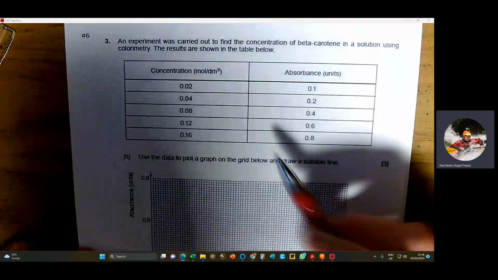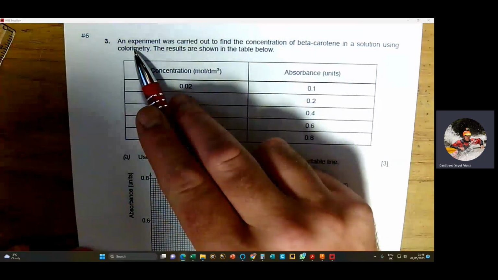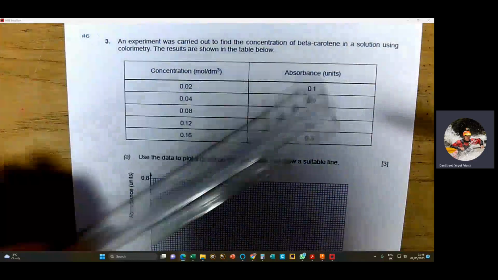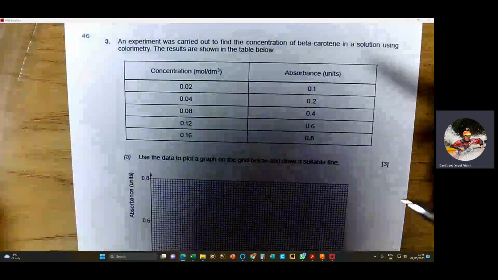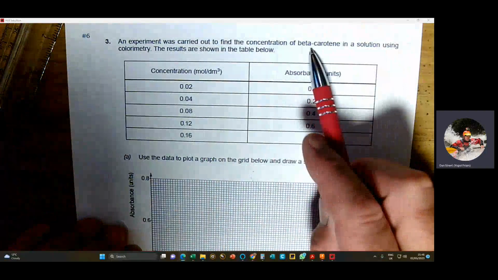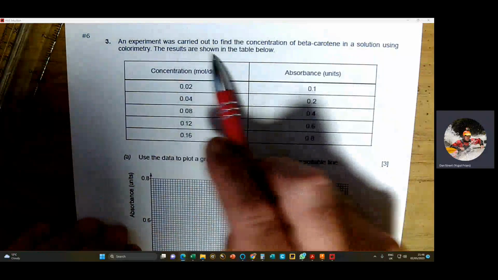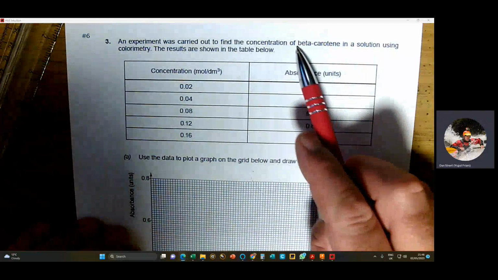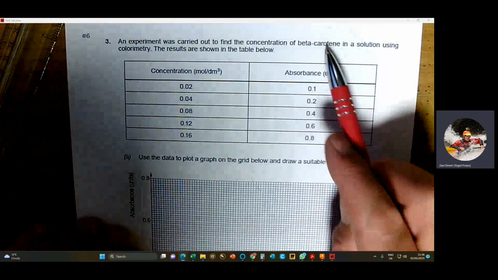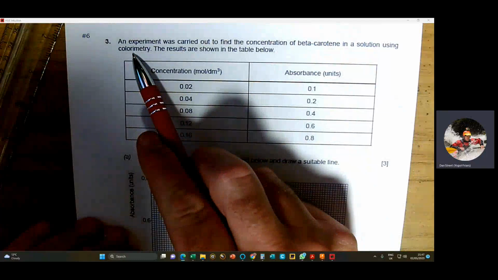Okay, so this question here is about colorimetry, and we can see we're going to need to plot a graph, so we need to reach for our ruler. It says an experiment was carried out to find the concentration of beta carotene in a solution using colorimetry. The results are shown in the table below. Now, at no point will we ever study beta carotene. That doesn't matter. All that matters is you recognize the word colorimetry.